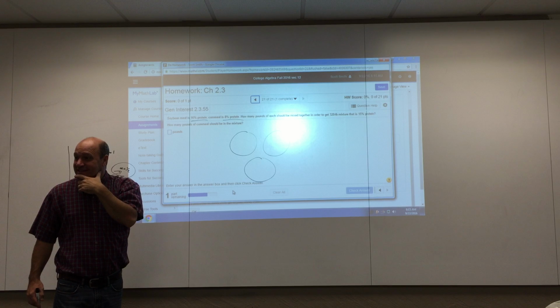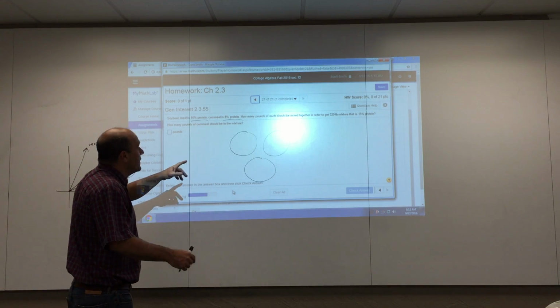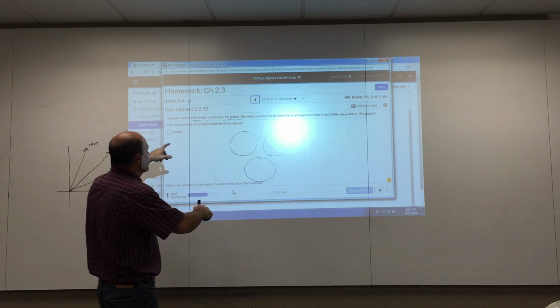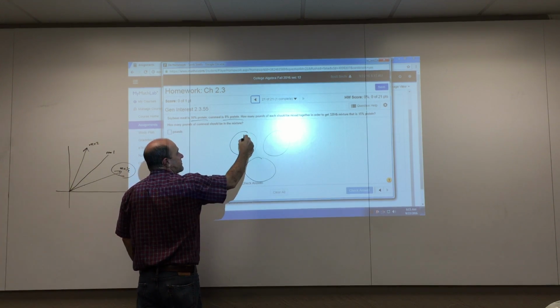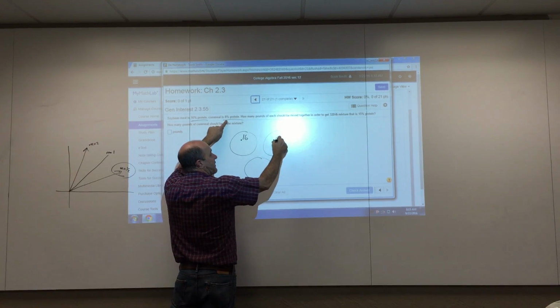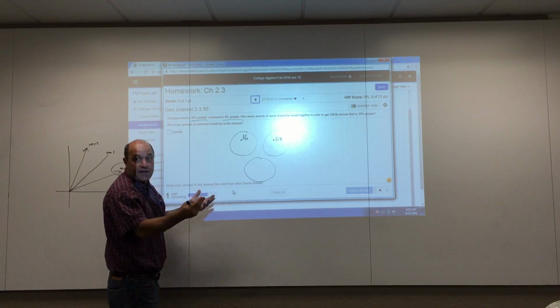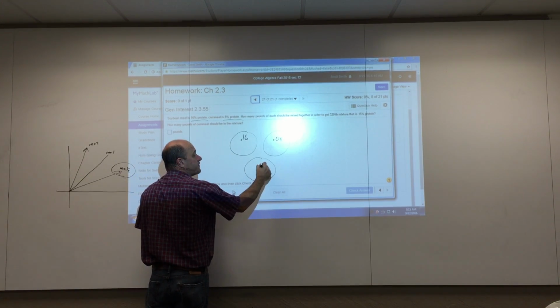So I think I remember how to set these up. I got this. And these little circles sure helped me a lot. Let me think. I'm mixing two things together: the 16% stuff, which I write as a decimal, with the 8% stuff, which I write as a decimal. And I'm trying to get a final mixture that is 15%.